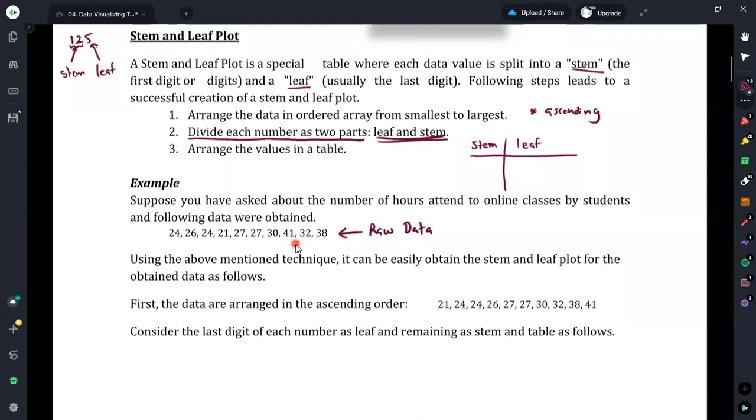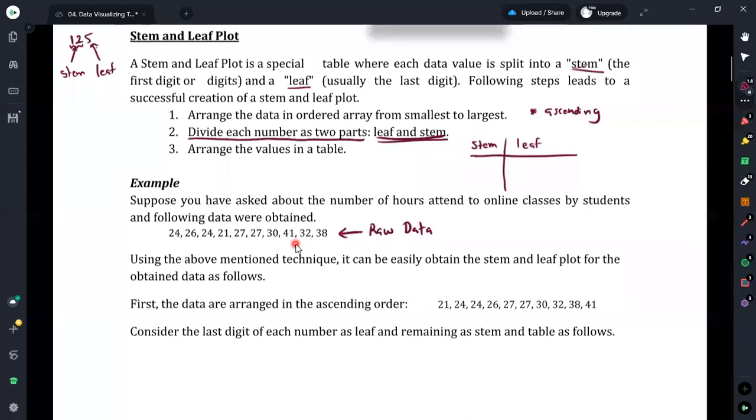When you are asked to construct the stem and leaf plot, first you have to rearrange this data in ascending order. Therefore, we select the smallest number first and rearrange the data. And as the last value, you will get the highest value of this data set.